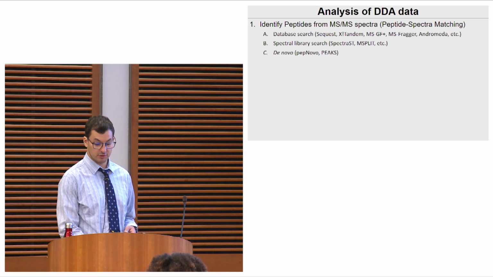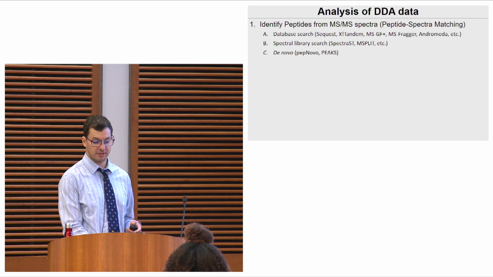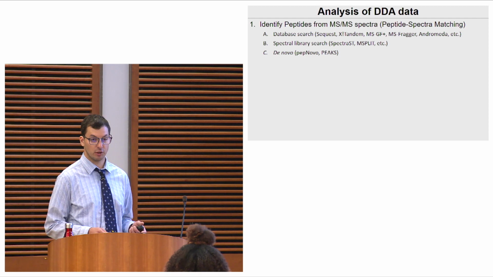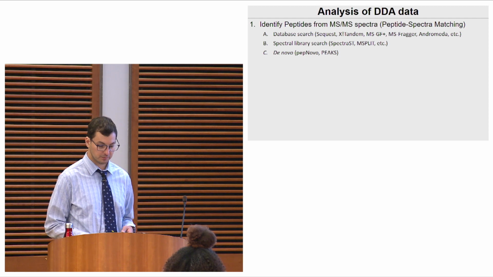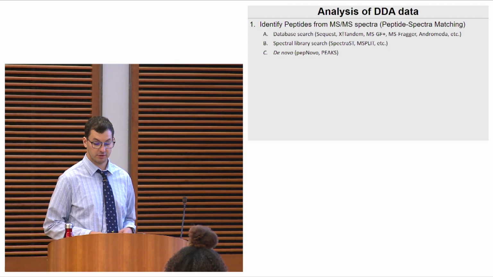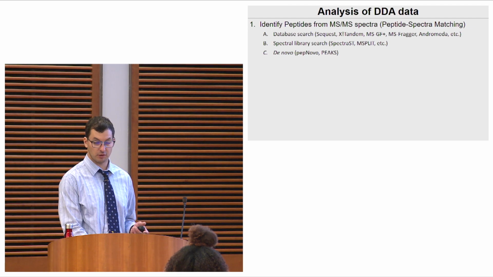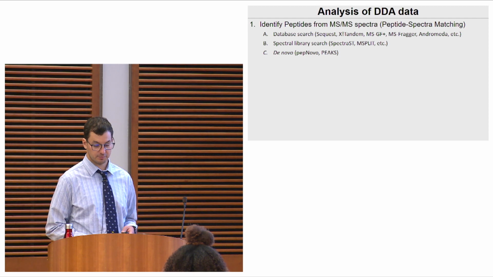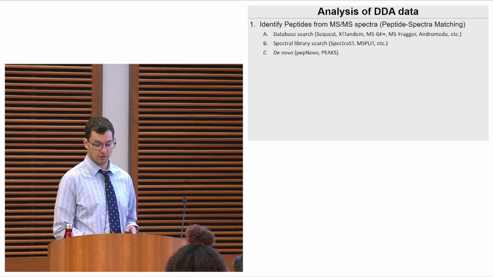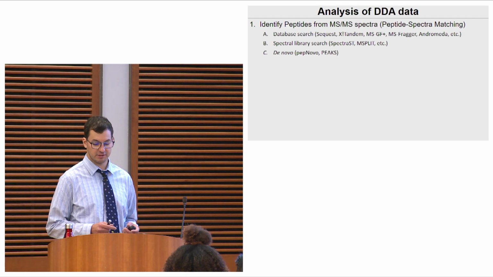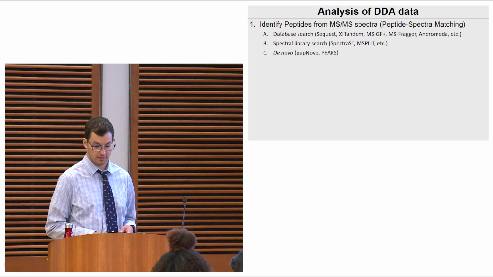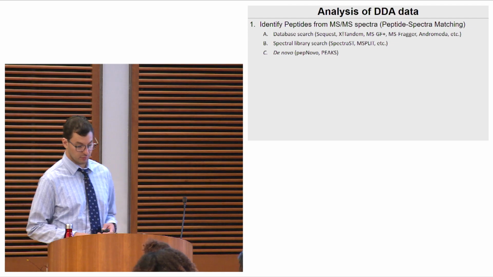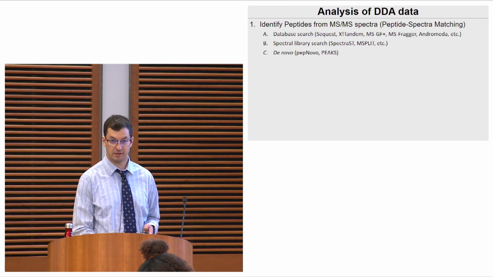The first way is a database search. And this is where you compare your experimental spectra to all theoretical spectra predicted from a database of possible peptides based on the genomic sequence. So a database search requires that you also have some genomic reference sequence for that organism. The second way is called a spectral library search, and this is where you compare your experimental spectra to a library of all spectra that you've identified previously, probably from another database search. And the last method is de novo, and this is where you look at the fragment spectra and try to piece together what the amino acid sequence should be. And after each of these different options, I've listed a few different software tools that perform each of these types of analysis.